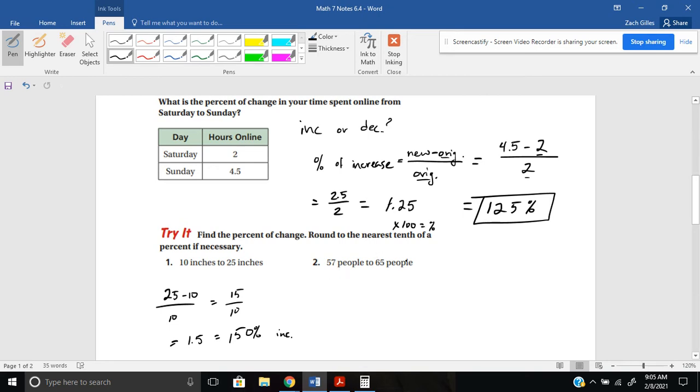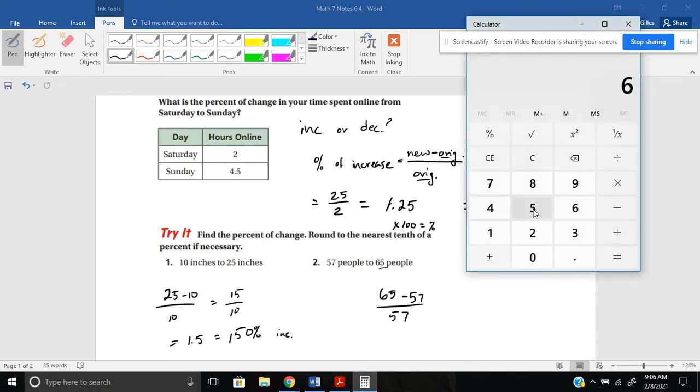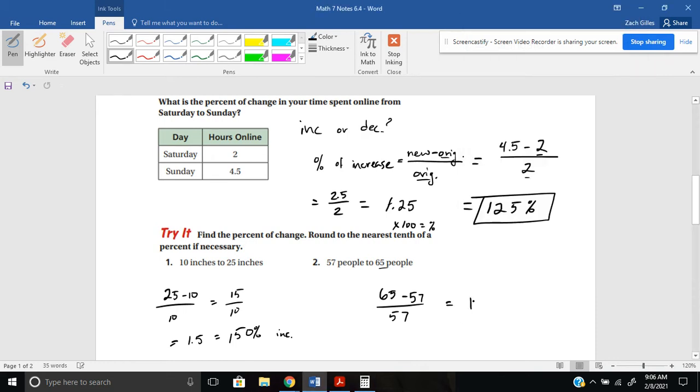Number 2, again, I'm going to take my new amount, subtract my original amount, and divide by my original amount. So 65 minus 57 equals 8, divided by 57 would give me 0.14. It tells me to round to the nearest tenth of a percent if necessary, so I'm going to move the decimal 2 spots. That gives me 14%, and the tenth I'd keep the same, so that gives me a 14.0% increase.